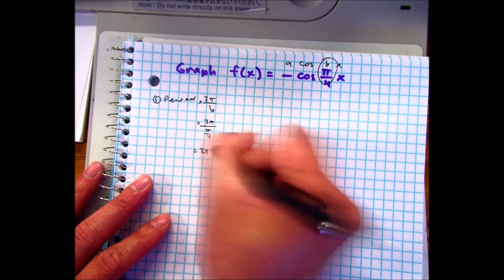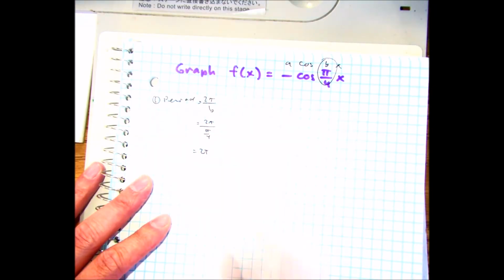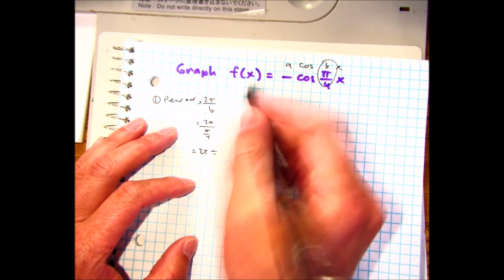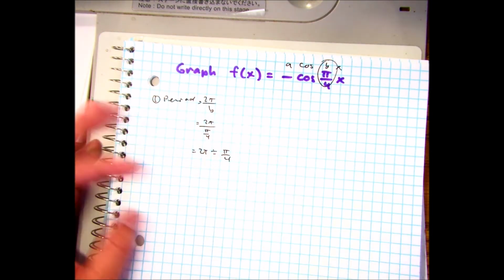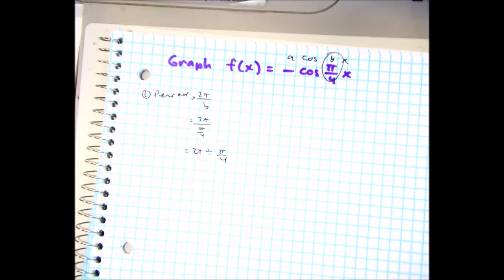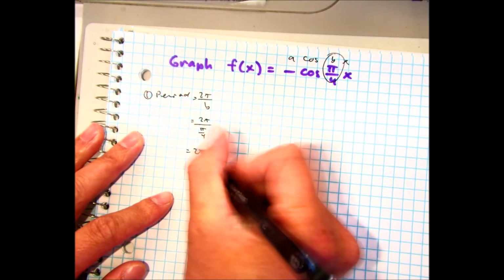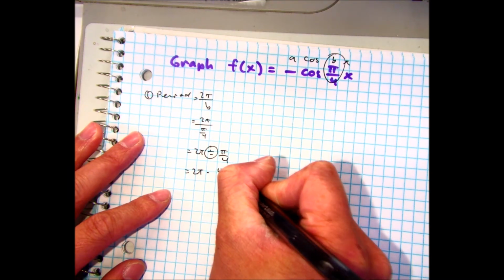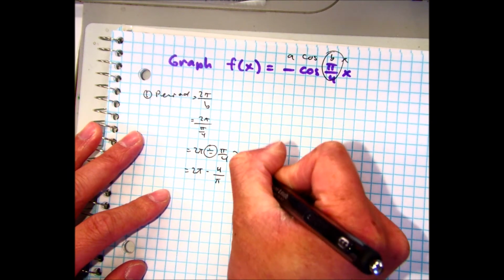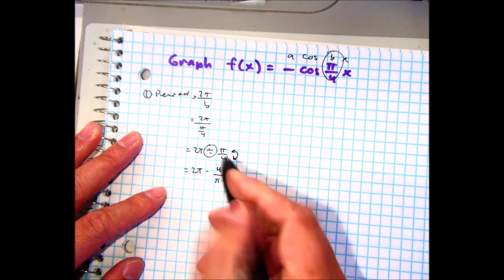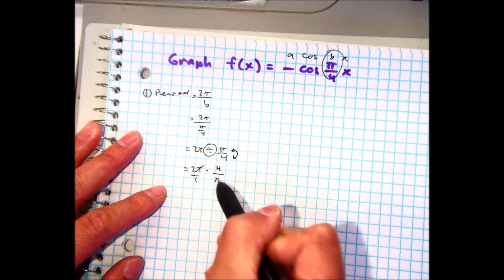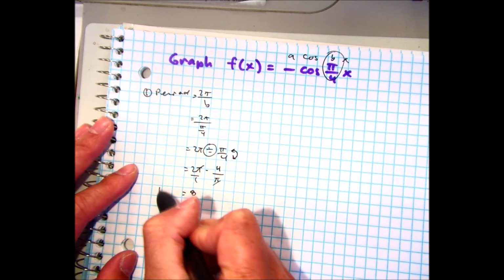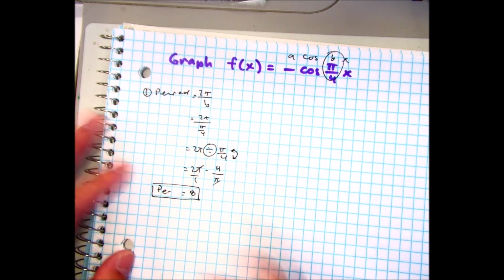So I'm going to have 2 pi divided by pi over 4. I'm going to make that 2 pi times 4 over pi. So I'm just taking the reciprocal now. Notice how your pi's will cancel, and you're left with 2 times 4, which is 8. My period is 8.